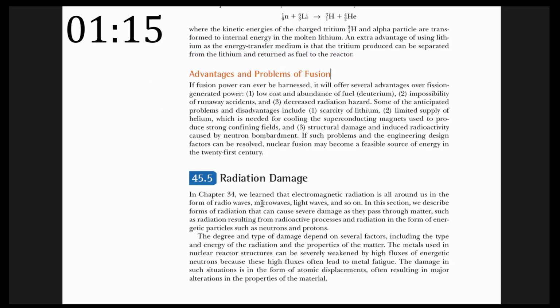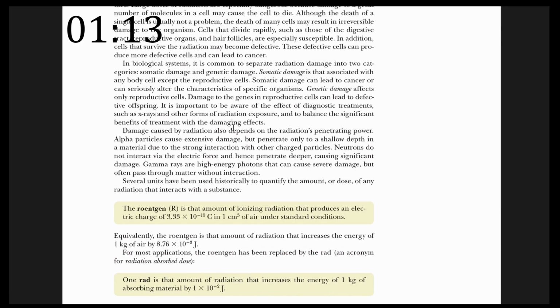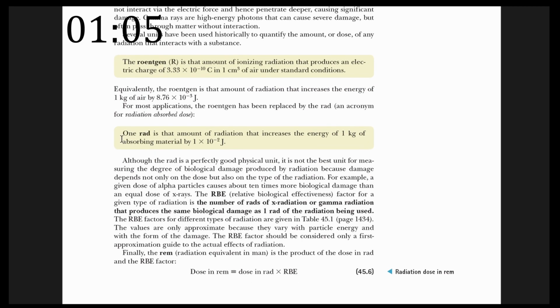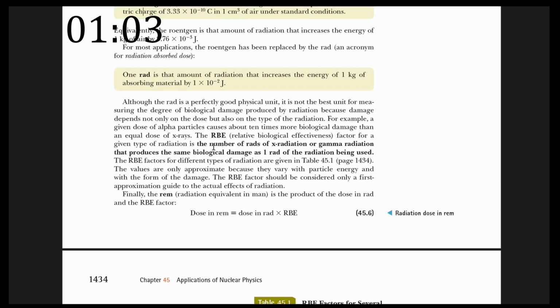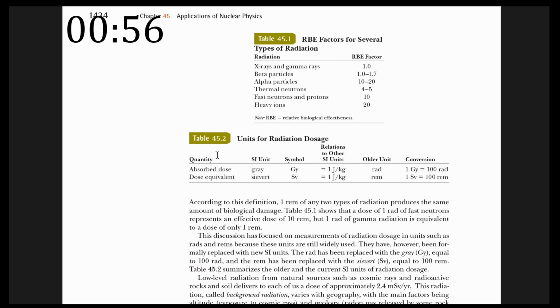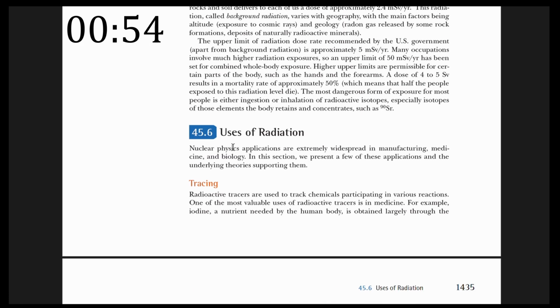Okay. Radiation damage. Okay, I think this is Röntgen. I've heard of this before. This is like the amount of ionizing radiation that produces an electric charge. We got 1 minute left. 1 rad. The number of rads. Okay, I'm not gonna read through all that. Wow, there's a lot of tables here. I don't got the energy to read all that.